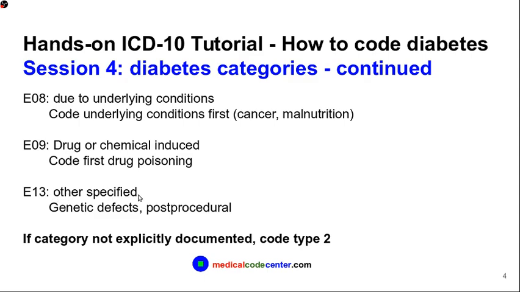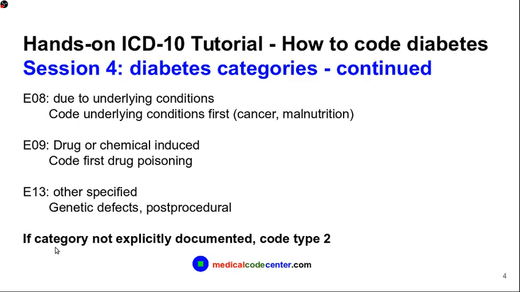Other specified diabetes, for example, diabetes due to genetic defects or post-procedural diabetes. All these three categories are called secondary diabetes because you cannot code E08, E09, or E13 as the primary code. You only code them as secondary codes.